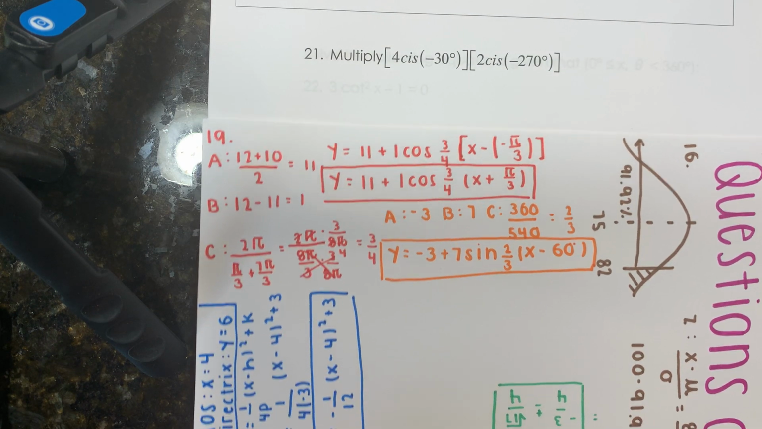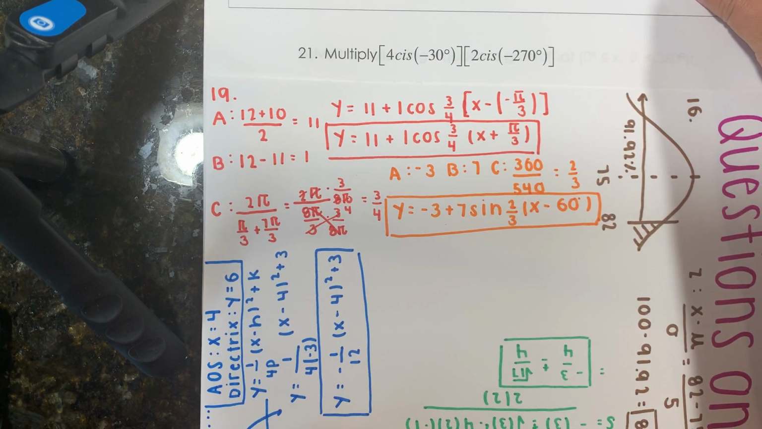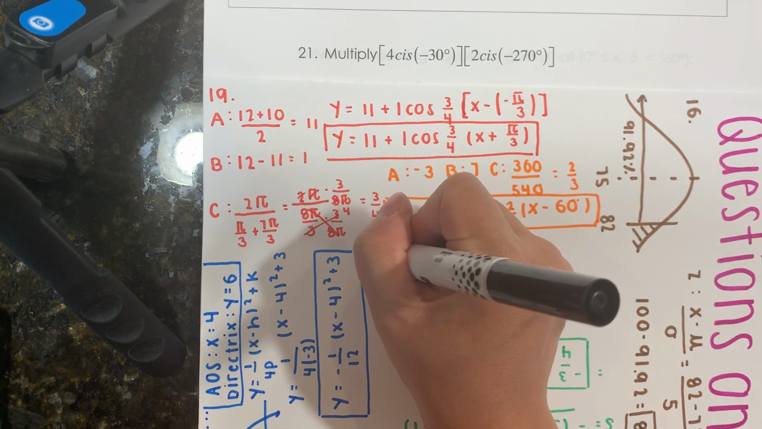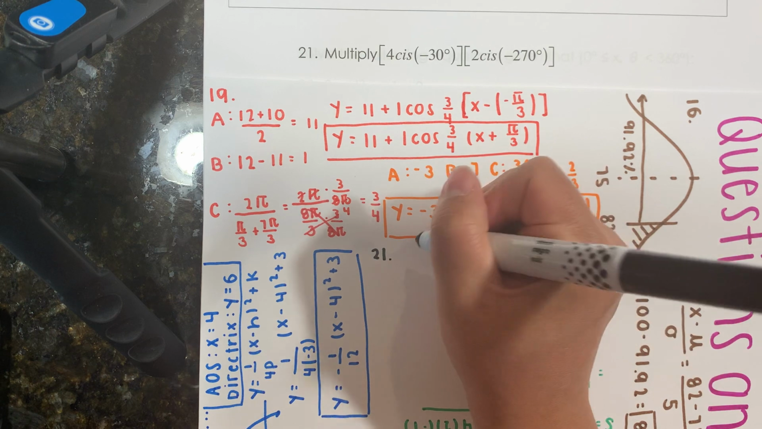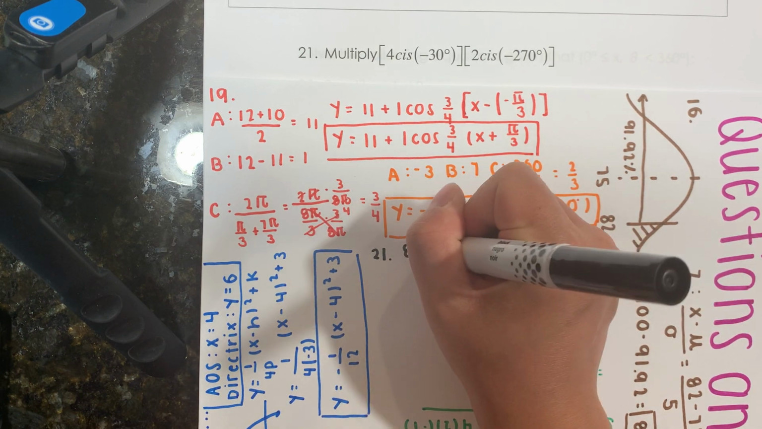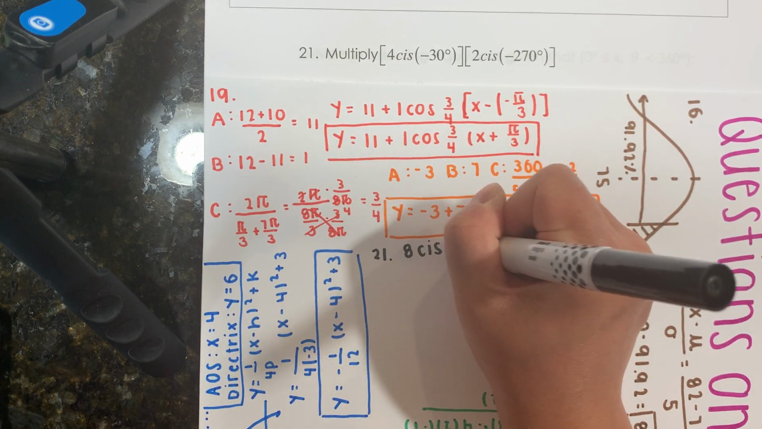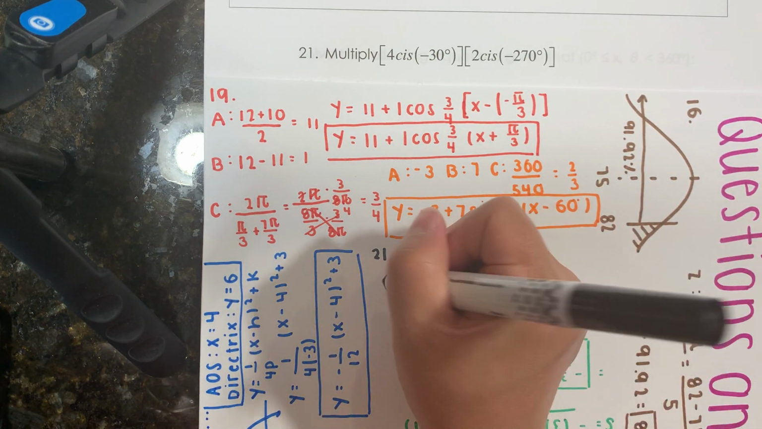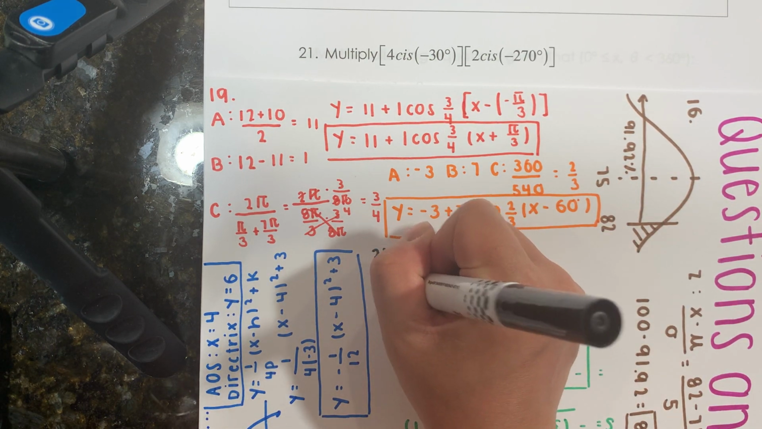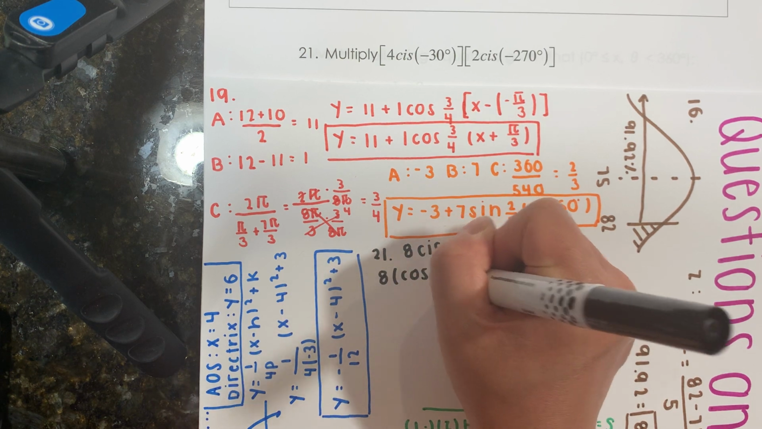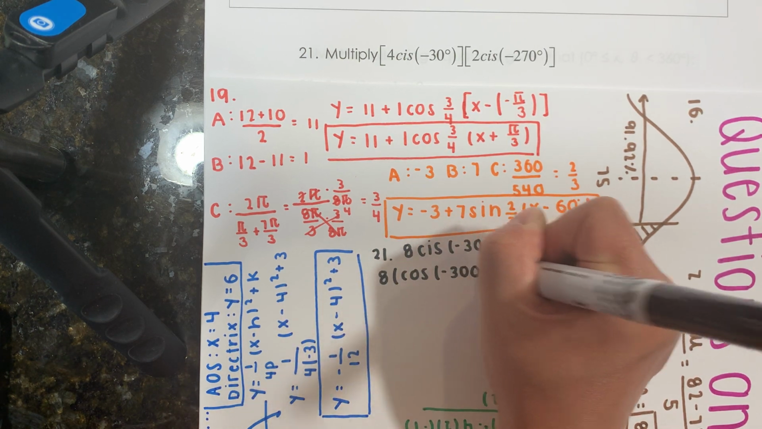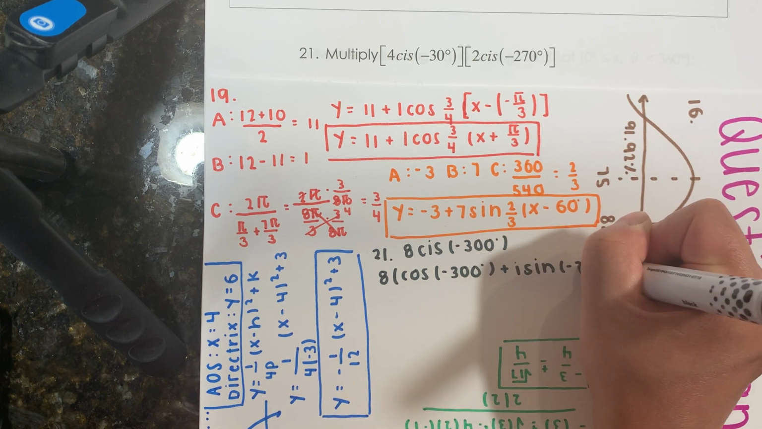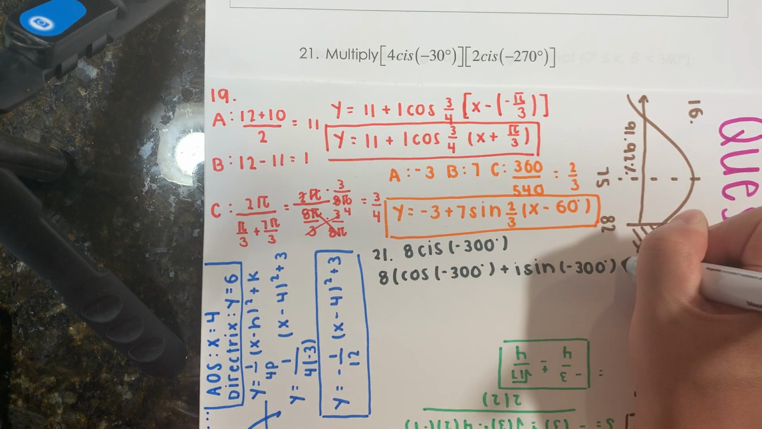Now looking at number 21, I am going to start by multiplying the outsides and then adding the degrees. So for number 21, I have 8 cis -300. I need to expand this, so it's going to be 8 times cosine of -300 plus i sine of -300.